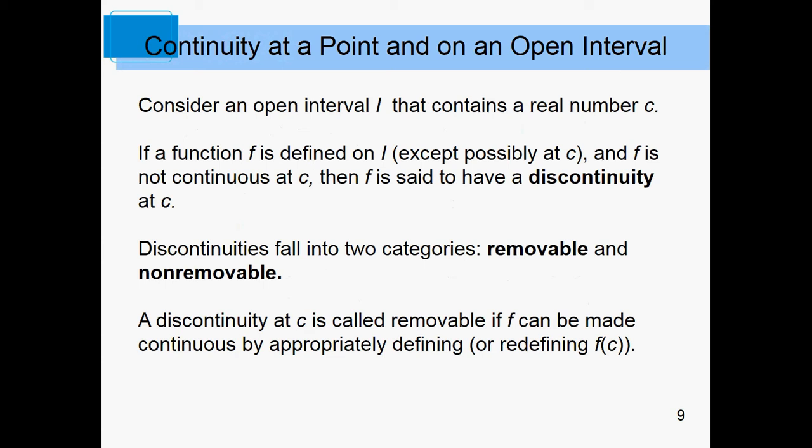Now, a removable discontinuity is called removable because we can make it continuous by appropriately defining F of C. We'll redefine it. We'll basically plug the hole. And the way we've done it before, we saw it last time, was by canceling things out. If we have a rational expression and we have zero in the denominator, if we can cancel out the factor that gives us that zero, that's a removable discontinuity. If we can't factor it out and cancel it out, then that's going to be a non-removable discontinuity. Okay?